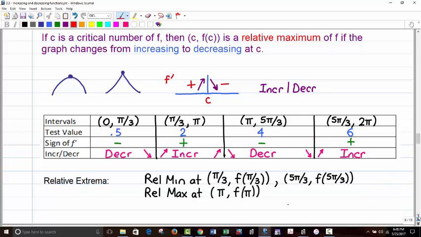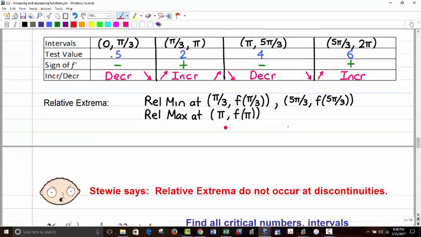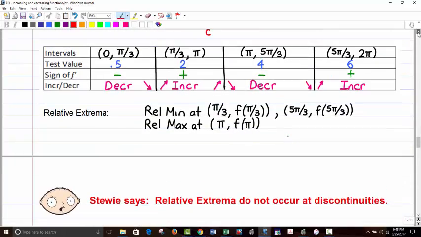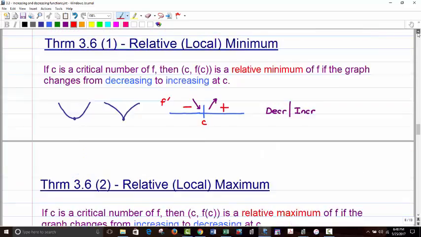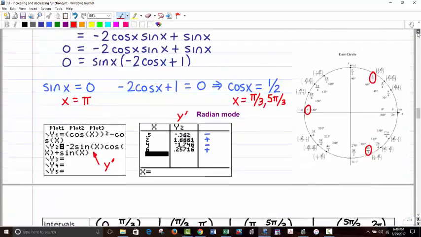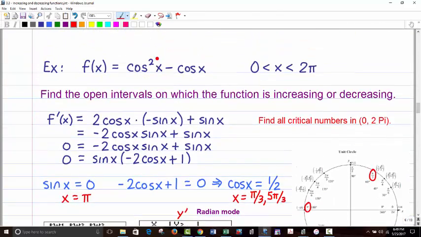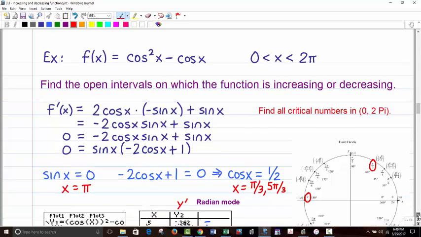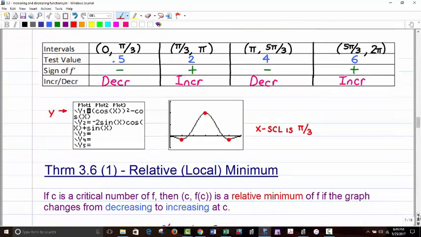Pick one that's simple enough here. I think I'll plug pi in there. Cosine of pi is -1. -1 squared is +1. The cosine of pi is -1. So it'll be 1 minus -1, so it'll be 2. The actual point on the graph is pi, comma 2. There we go.